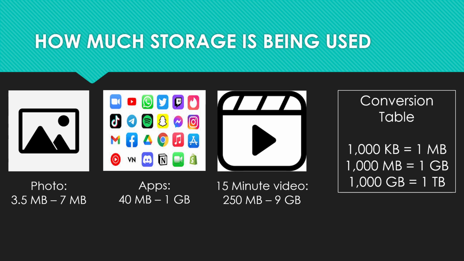This is just a little conversion table to help you understand how megabytes and gigabytes work. The kilobyte is a very, very small amount. And so 1,000 kilobytes equals 1 megabyte, 1,000 megabytes equal a gigabyte, and 1,000 gigabytes equal a terabyte.